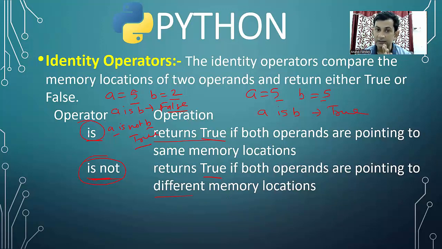I hope the things are clear. Still, if you have any doubt about identity operators, you can ask through the comment section. At last, I want to tell you in brief, identity operators compare the memory addresses of two operands, and if they are same, the is operator returns true, and if they are not same, the is operator returns false. This is all about identity operators.